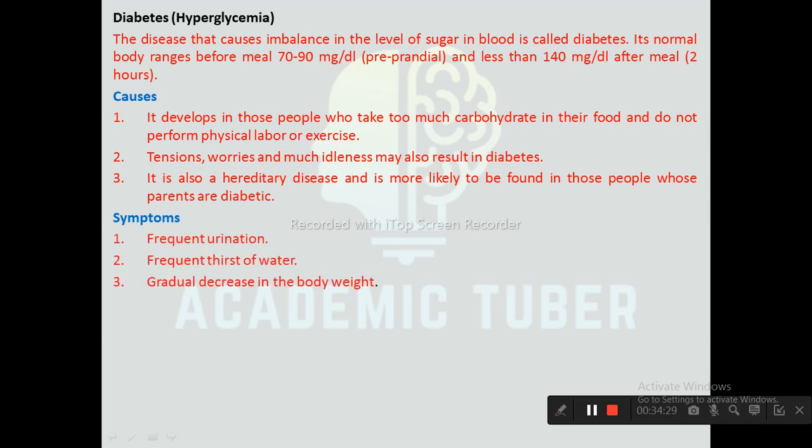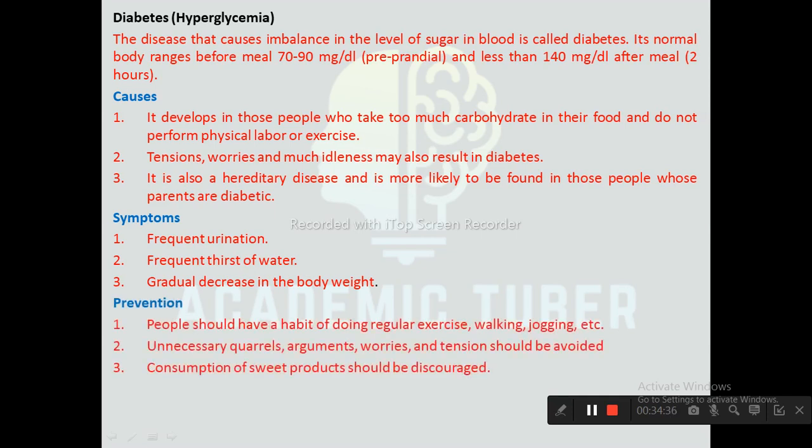Symptoms of diabetes are frequent urination, frequent thirst for water, gradual decrease in body weight. Prevention: people should have the habit of doing regular exercise, walking, jogging, etc. Unnecessary quarrels, arguments, worries, and tension should be avoided. Consumption of sweet products should be discouraged.